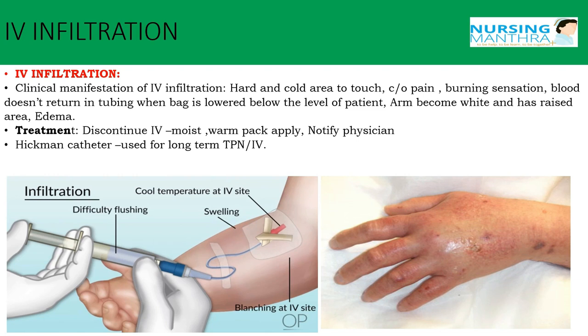What is the treatment for IV infiltration? We have to immediately discontinue the IV. A moist warm pack should be applied. Notify the physician. For long-term use of TPN, total parenteral nutrition, or IV therapy, we have to use a Hickman catheter to avoid this IV infiltration. Hickman catheter we can use for long-term TPN or IV infusions. So blanching at the IV site, cold temperature at the IV site, difficulty flushing, you can see in IV infiltration.